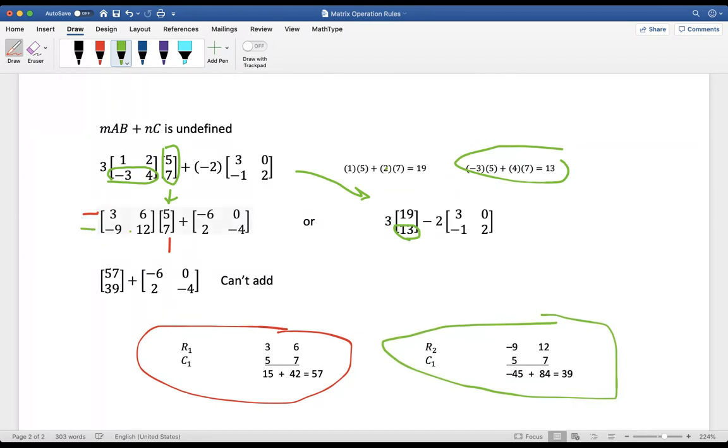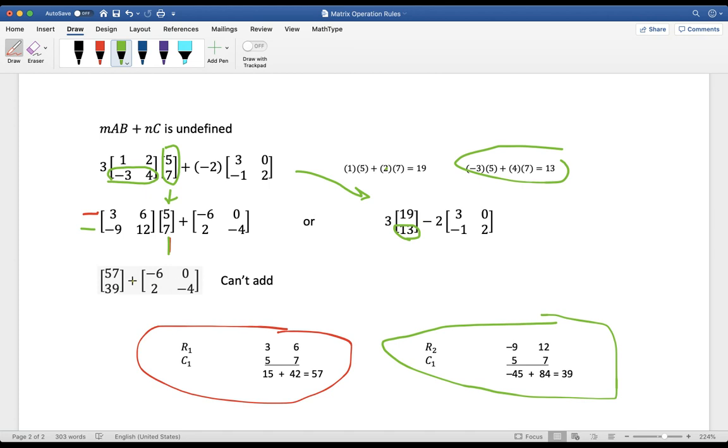Over here, I did my second row times that first column. So the second row, negative 9 and 12, times the column 5 and 7. I multiplied the negative 9 and the 5, got negative 45. 12 times 7 is 84. Add them, we get 39. And so then we get here. But now we get down to here, and we need to add these two together.